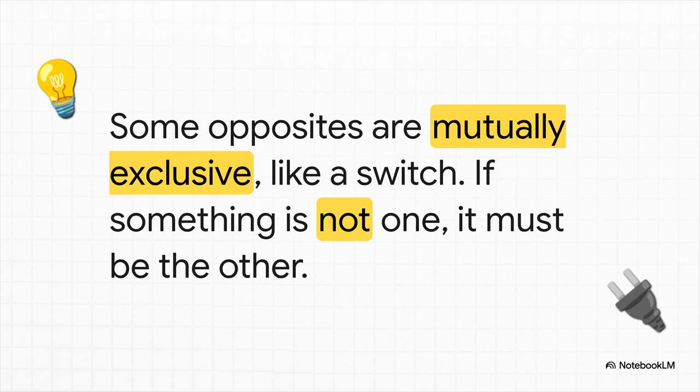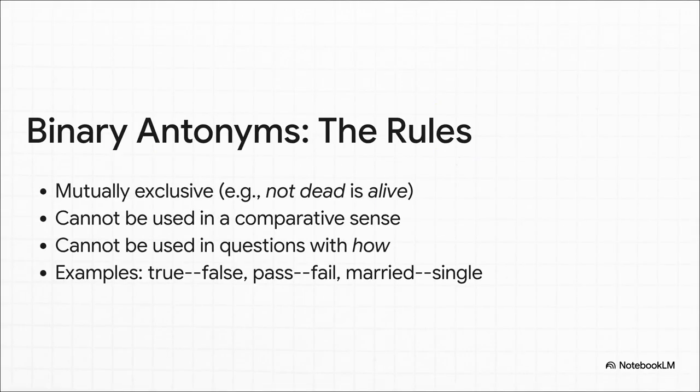Let's start with the most straightforward kind. I want you to picture a simple light switch. It can only be in one of two states, right? It's either on or it's off. There is no in-between. And some word pairs work exactly like that. These are called binary antonyms, and they follow some surprisingly strict rules.